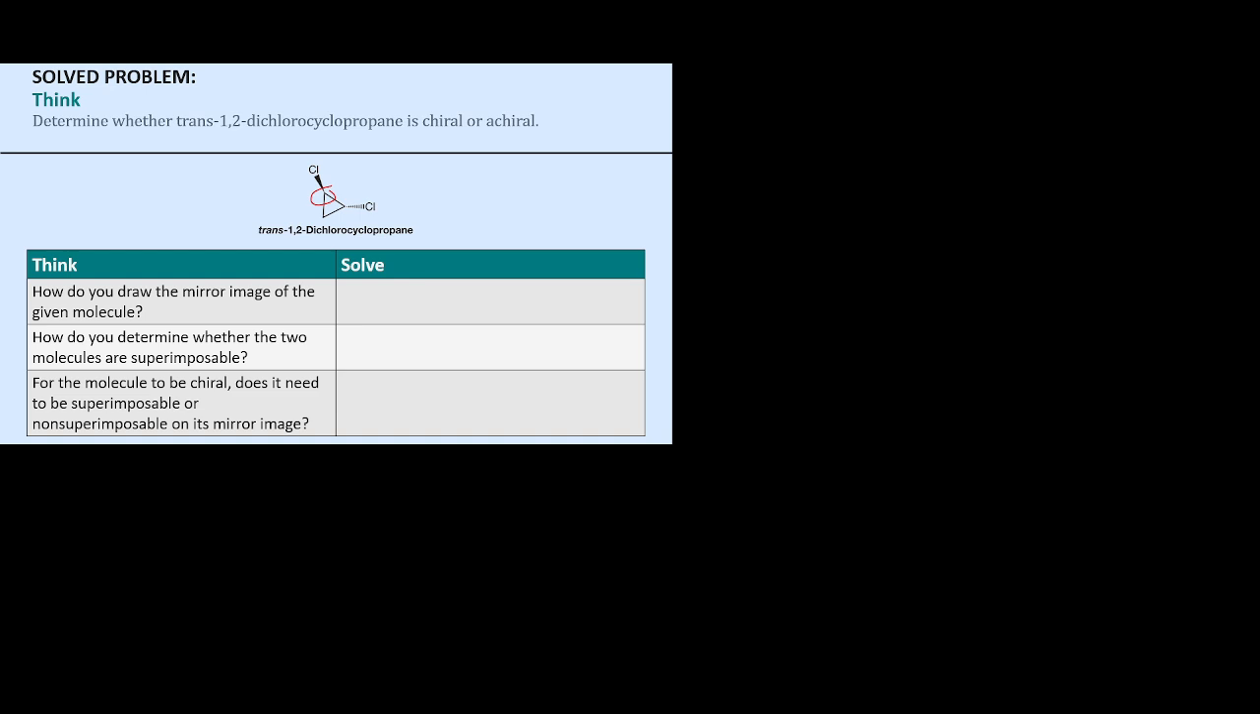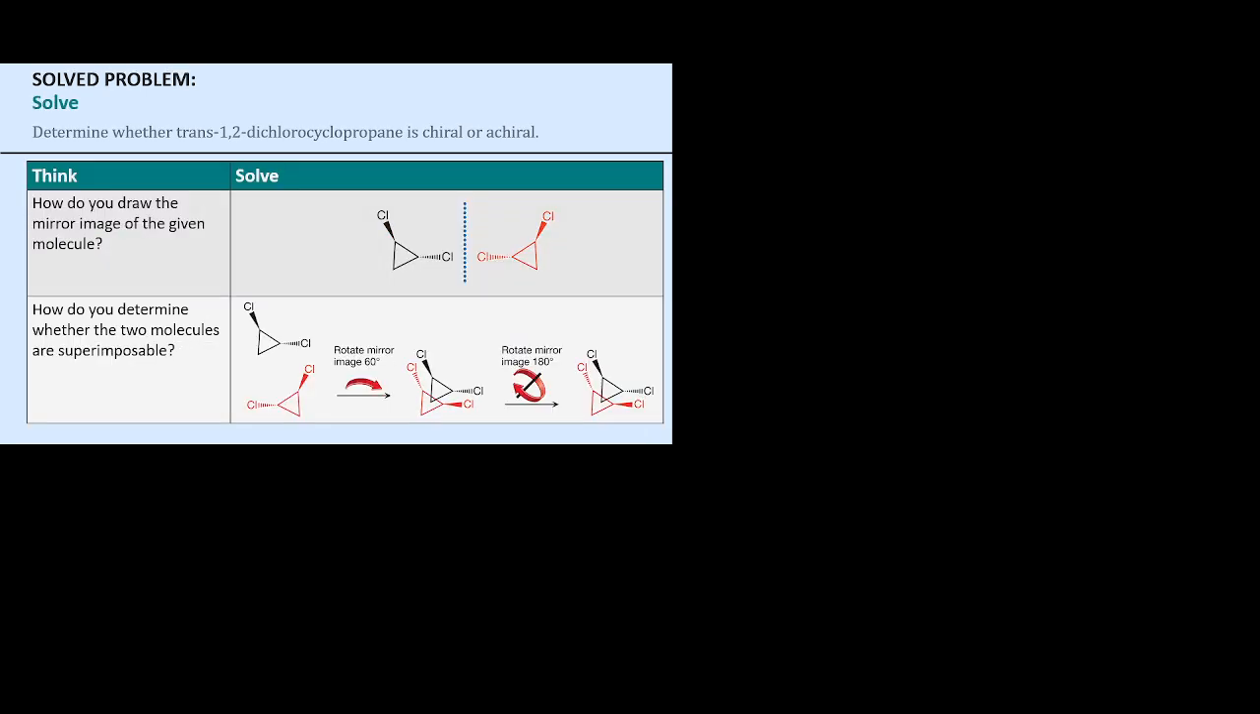Mirror images, this would be the mirror image. See that okay? Then if we tried to rotate these into each other, what we would see is that this chlorine would actually end up going into the plane, rather than out of the plane. Can you guys see that?